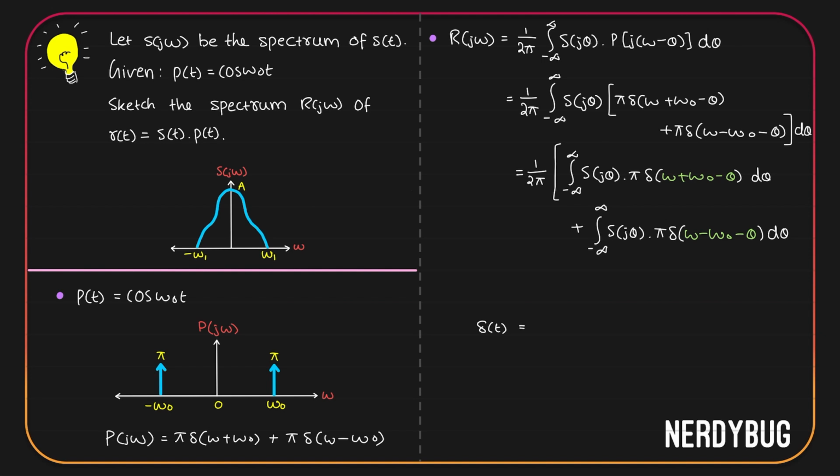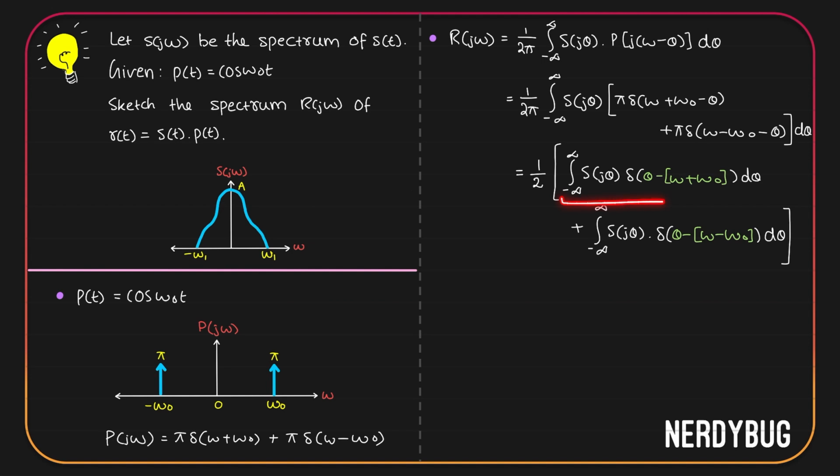Now delta of t is the same as delta of minus t. Time reversal doesn't matter for the impulse function because it only has a value at t equal to 0. So instead of writing delta of omega plus omega naught minus theta, we can write delta of theta minus omega plus omega naught. Similarly, here we have omega minus omega naught minus theta. We can change it to theta minus omega naught. There is a pi here, let us take that out. But then pi and pi will get cancelled. We'll only have 1 by 2.